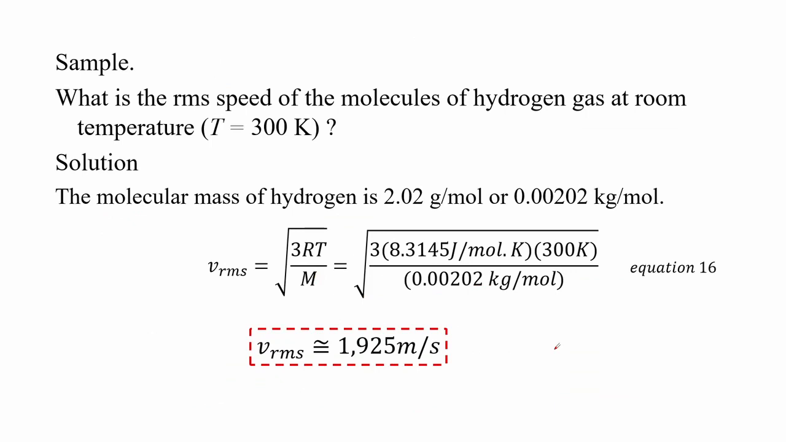Here we have an example. We are asked to determine the RMS speed of the molecules of hydrogen gas at room temperature, or 300 Kelvin. The solution is done by using the equation for the root mean square speed of the gas, equation 16. And the speed of the hydrogen gas at room temperature is about 2000 meters per second.